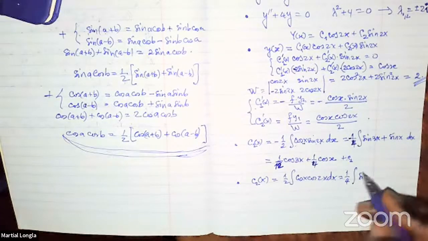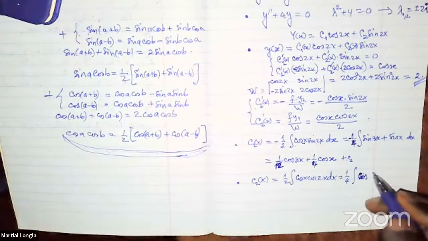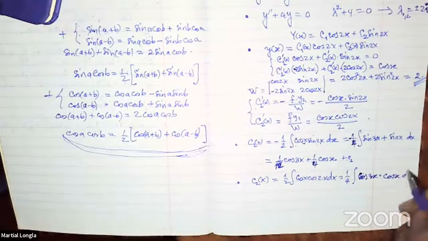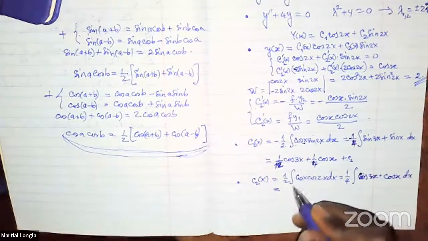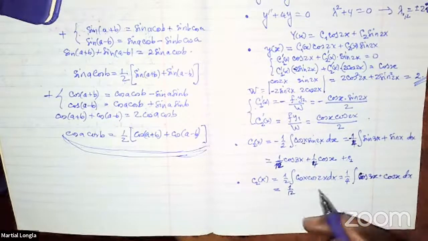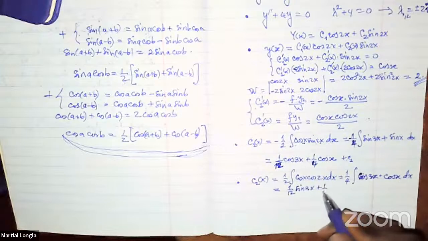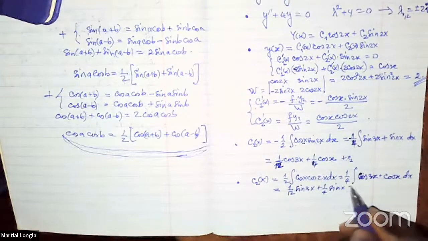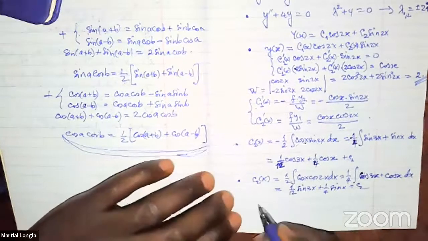So I got 1/4 integral cosine 3x plus cosine x dx. That's right. And now you tell me what that final answer was. So that's going to be 1/12, you said? 1/12 sine 3x plus 1/4 sine x plus c2. That's correct. Excellent.